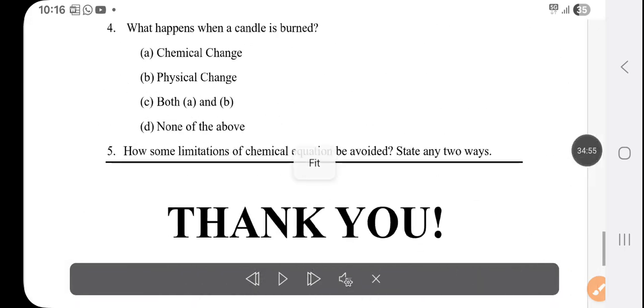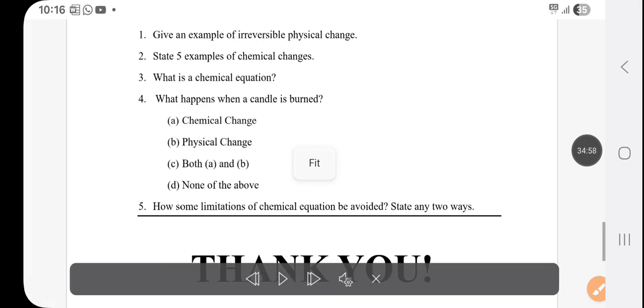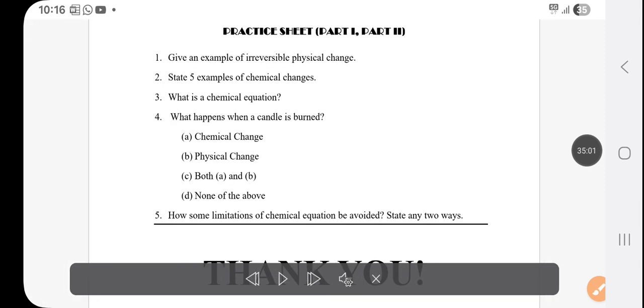And thank you guys. I hope you had a great time learning chemistry, and in the next lecture we will learn how to balance an equation. What are the types of chemical reactions?